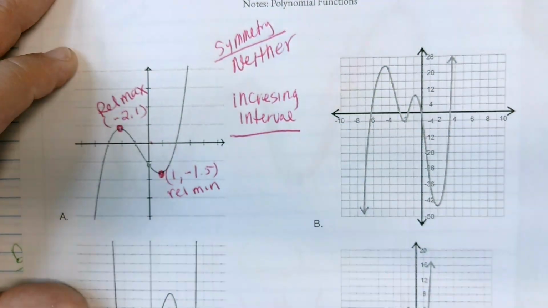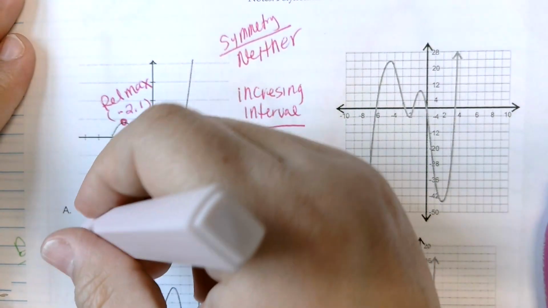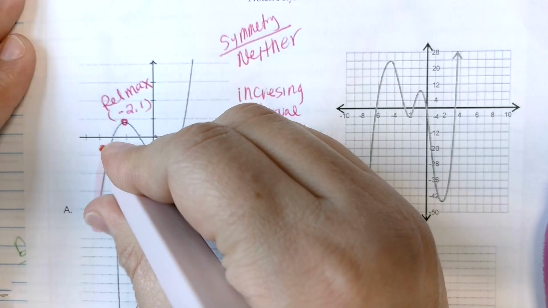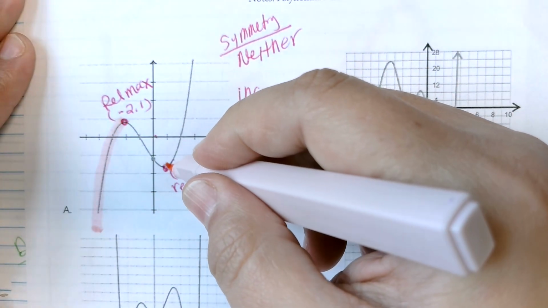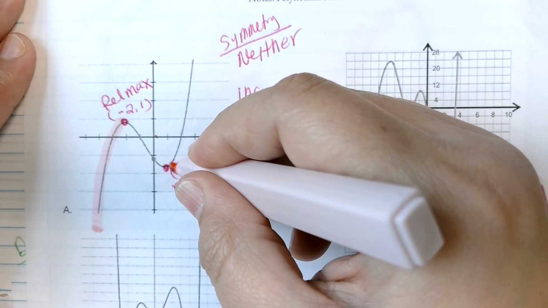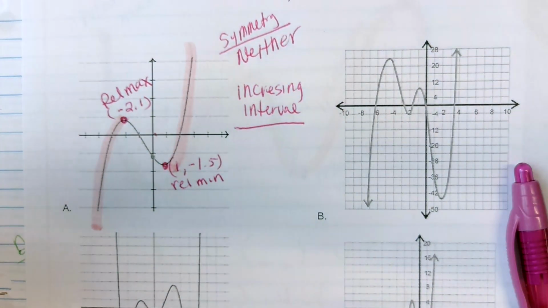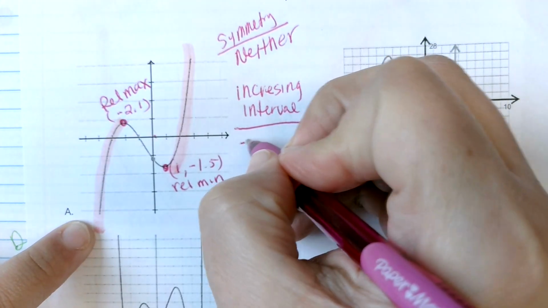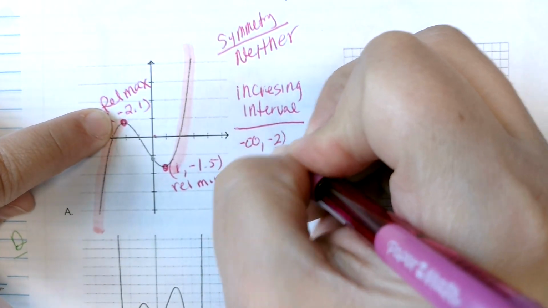Okay, so let's look at our intervals here. Where is my graph increasing? Well, we're going to assume that these are arrows, so this is infinity, until this first point. And then it starts to decrease, and then it turns again, and it's increasing from this point and then to infinity. So we have an interval. We start at the beginning, negative infinity, and then it stops at this point, -2.